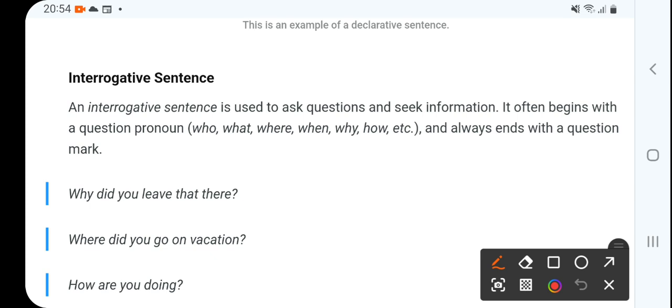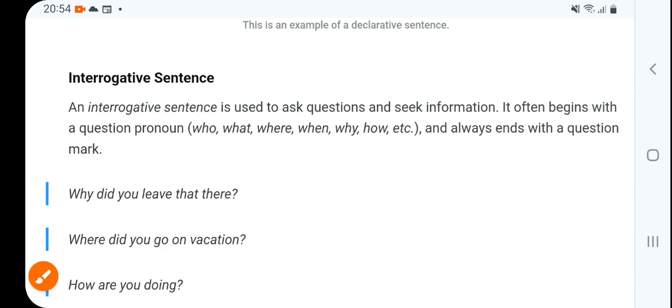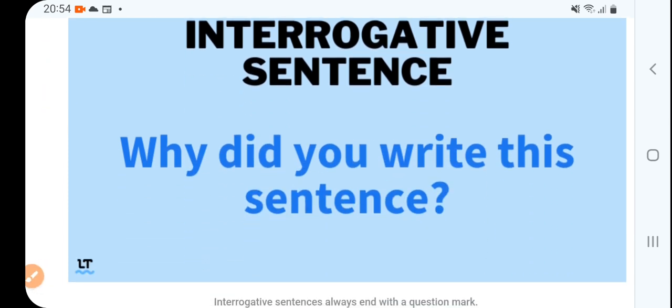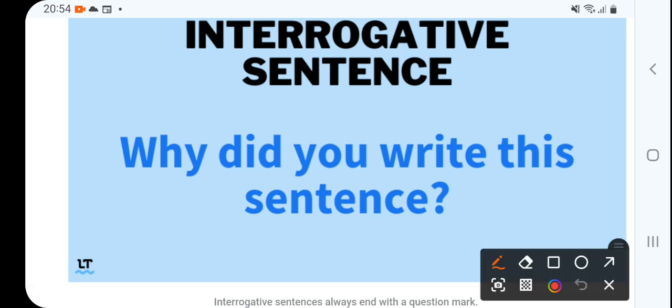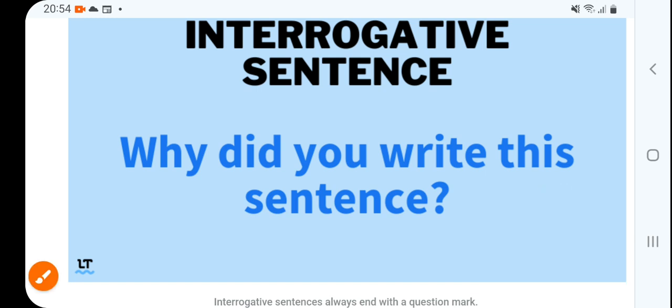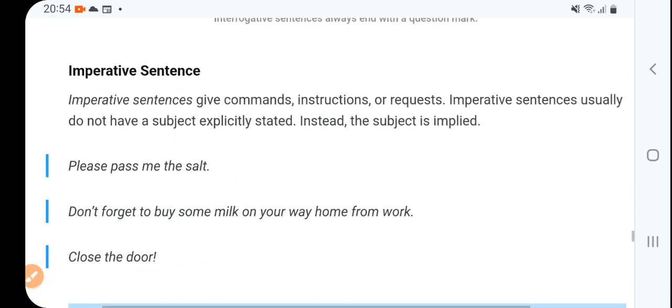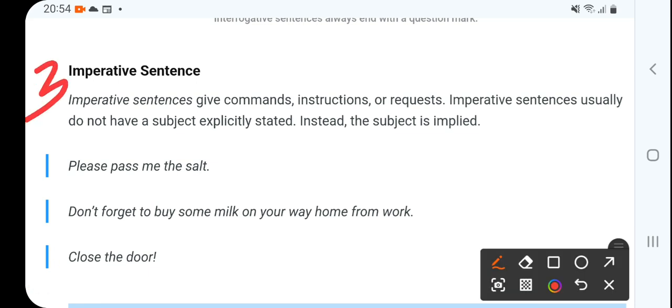Why did you leave that there? Where did you go on vacation? How are you doing? These are interrogative sentences. Why did you write this sentence? So that's it. A question is called interrogative.